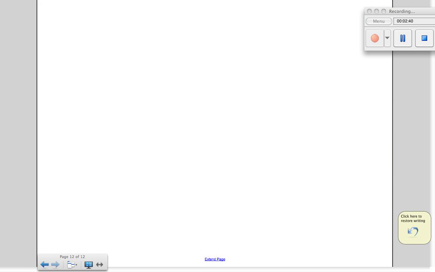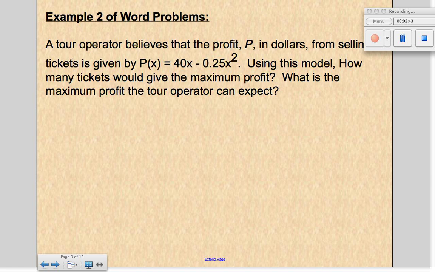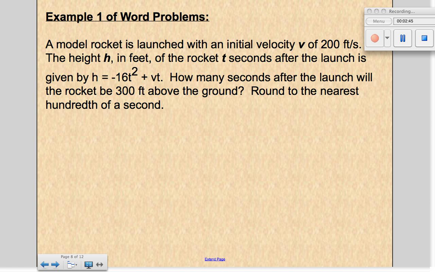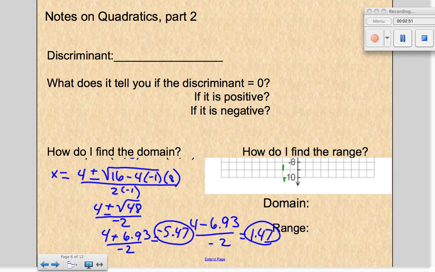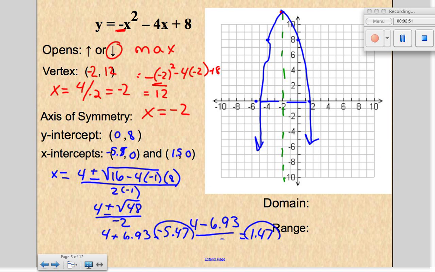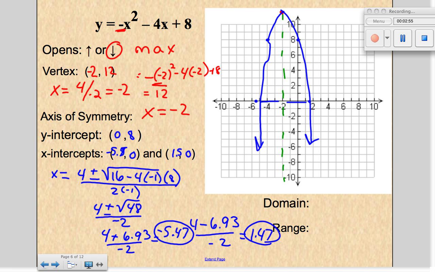It is. I'm actually going to go back, though, because I never showed you any examples of finding the domain and range. So let me show you a couple of those. Let's do this one. Okay. The domain and the range. The domain, it's not a word problem. So my domain here, all real numbers.